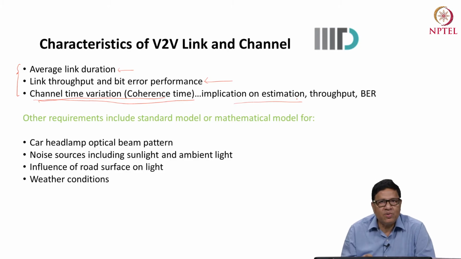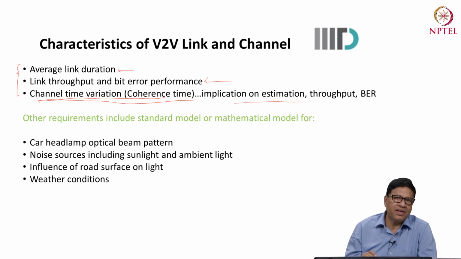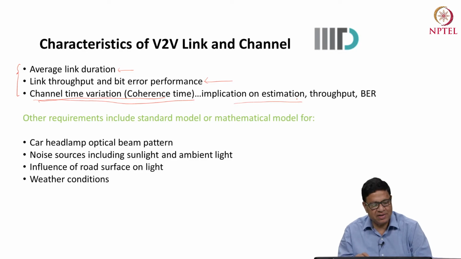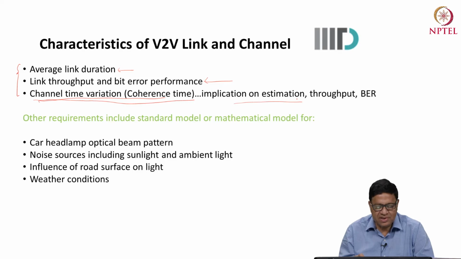So these are the three quantities which are important if you are studying a vehicle-to-vehicle communication link: the average link duration, the link throughput and bit error rate performance, and the channel time variation, or coherence time, of the channel.